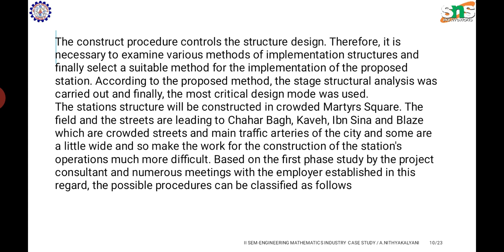The station structure will be constructed in a crowded square. The streets leading to the Chaharbagh and Bolaze are crowded streets and the main traffic arteries of the city. Some are also not very wide, which makes the construction work and station operations much more difficult.